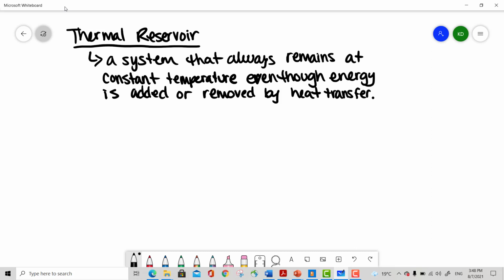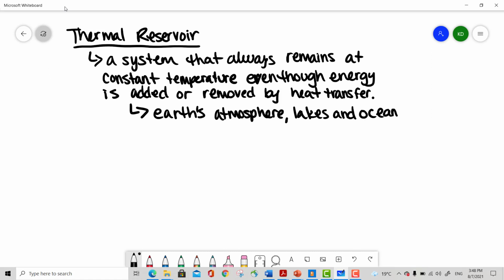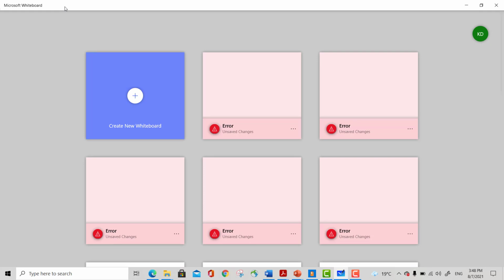So we can approximate these by looking at examples such as Earth's atmosphere. That's a good one. What's another one? Lakes and oceans. Pretty much has a constant temperature. And then maybe a large block of a solid, like copper. Okay, so now that we've defined a thermal reservoir, let's look at the Kelvin-Planck statement.